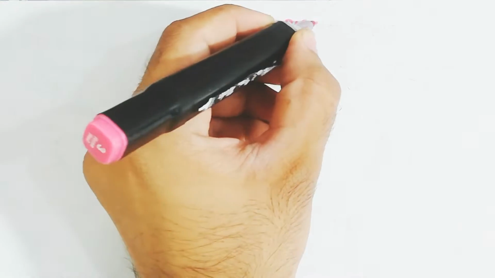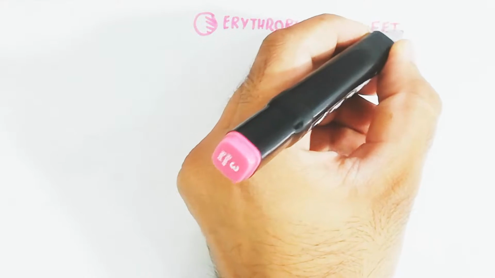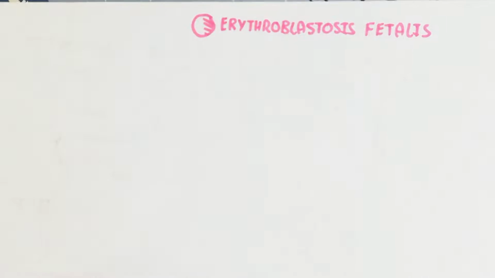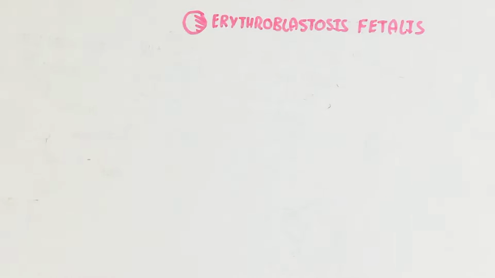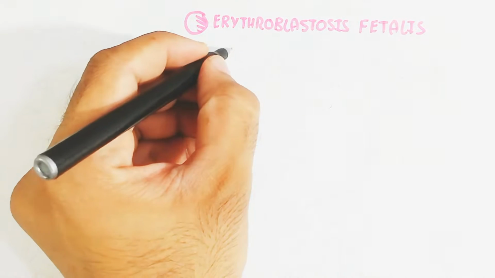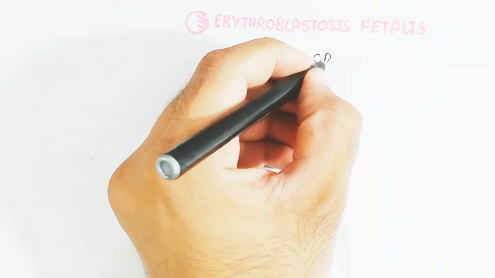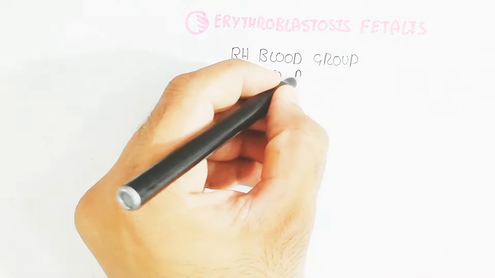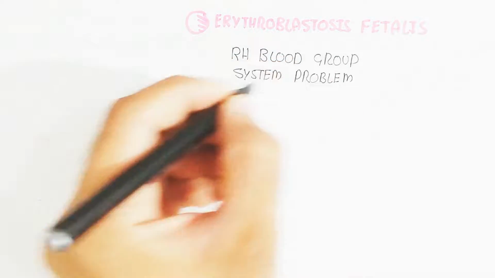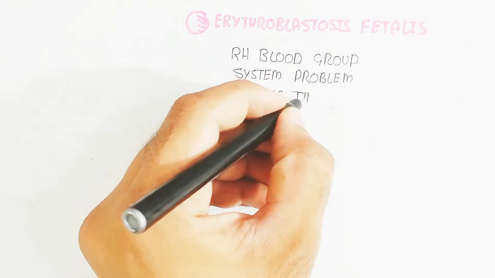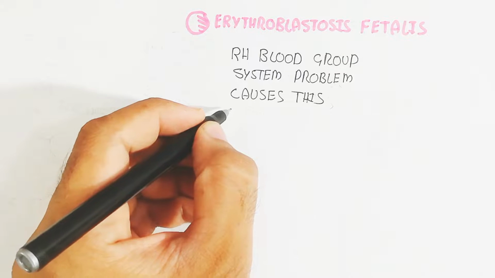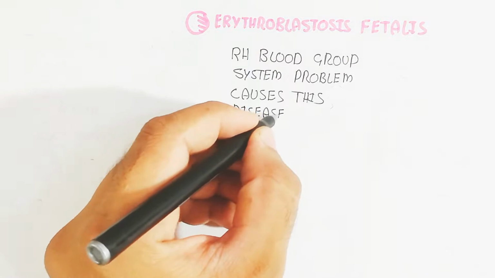Hello, in this video we will discuss Erythroblastosis Fetalis. This is the disease due to the genetic differences of father and mother that affect the fetus. So the Rh blood group system problem causes this disease in the fetus. So let's begin to understand the whole story of Erythroblastosis Fetalis.